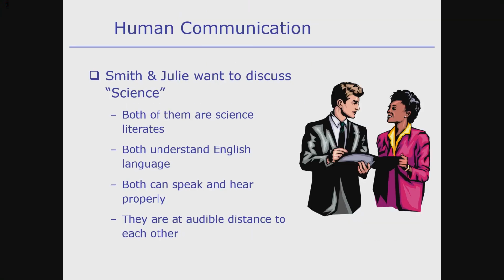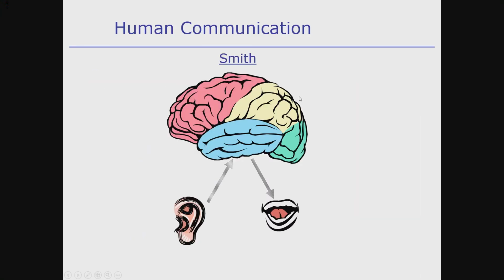And they are at an audible distance. That means transmission can happen. Okay, so those are the requirements. So this is Smith's brain. Okay, ears, mouth, and the brain.